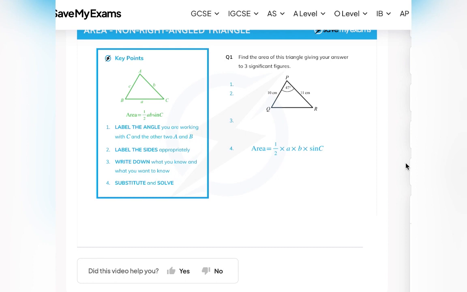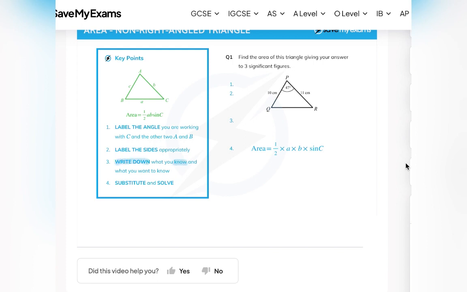Okay, now how do we use this? Well, we always label the angle we're working with, whether we know it or we want to find it, C, and then label the other two angles A and B. And then we label the sides appropriately. In other words, little c is opposite big C, little a is opposite big A, and little b is opposite big B. So, labeling the triangle is key.